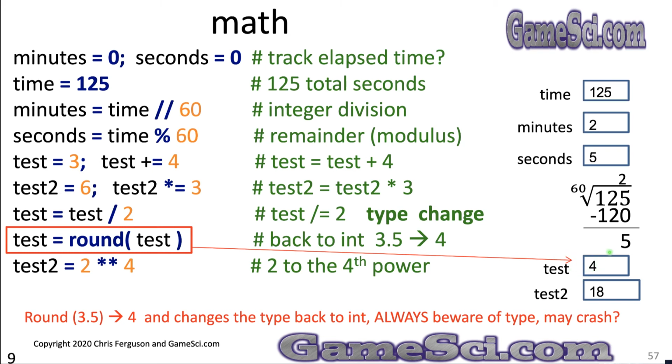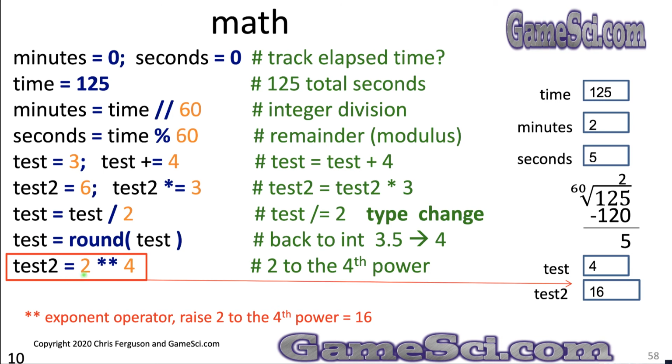The one thing you really have to be careful about in Python is the type of the variable. If you accidentally change the type to something else, it could cause problems later in the program. So once you create something as an integer, you kind of want to keep it an integer.